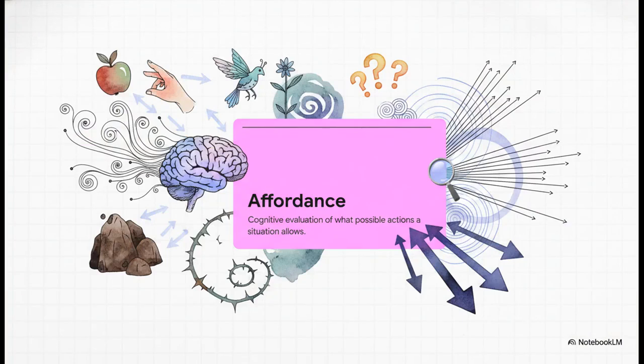But here's the catch. Those visual cues don't instantly magically become intelligence. There is a vital middle step here called affordance. Think of affordance as your brain's rapid-fire cognitive evaluation of what possible actions a situation allows. Before you ever make a conscious prediction about the future, your brain is already asking, what can be done here? Can this thing be touched? Should it be avoided? Can I eat it? Should I run away from it? These possibilities act as powerful attractors, literally pulling our neural system toward potential meanings and actions.